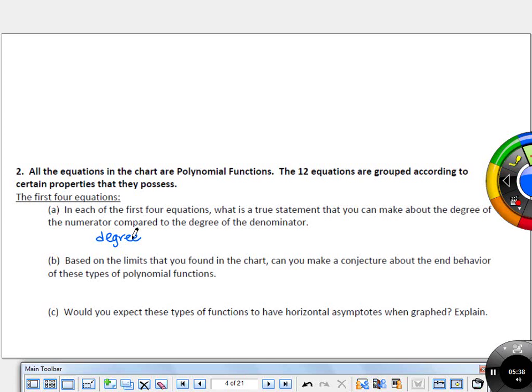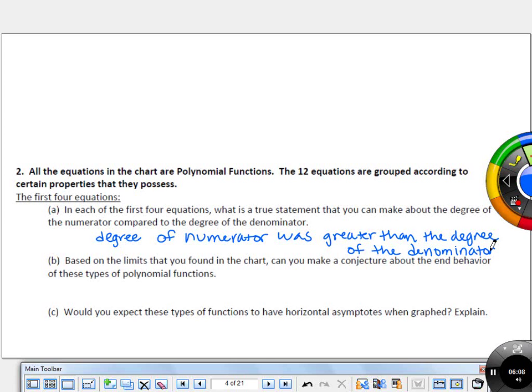Brooke? I said that they had a greater degree of x in the numerator than in the denominator. Okay, so the degree of the numerator was greater than the degree of the denominator. So every function in that category was put there by the person that designed this because the degree of the numerator was greater than the degree of the denominator.